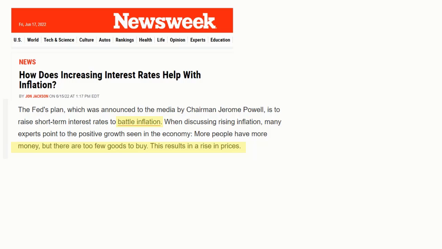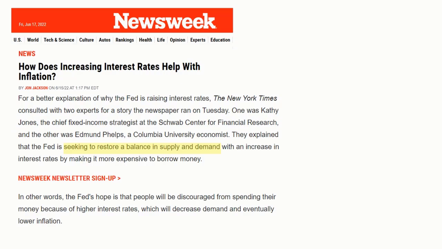So a couple of things to note in this. First of all, it happened because we're battling inflation. And the article goes on and talks about, people have more money, but there are too few goods to buy. So it gets down to supply and demand. And so that results in prices increasing. And so that's why we're seeing this increase.